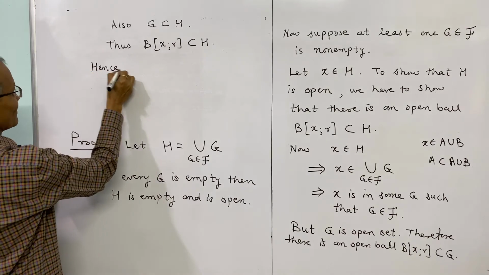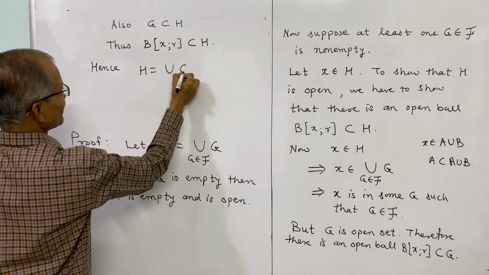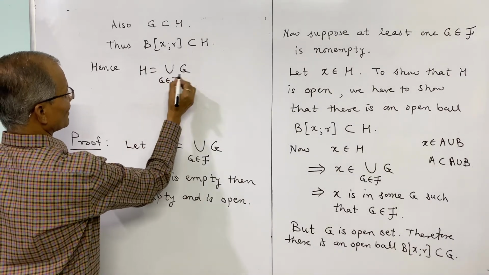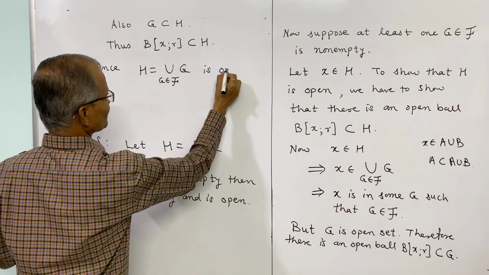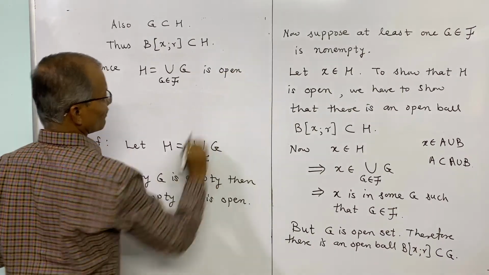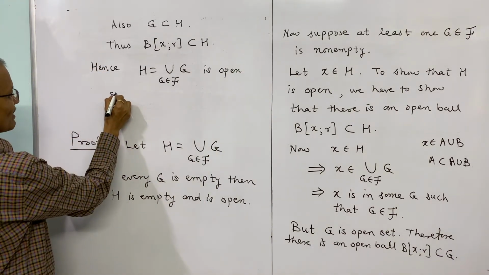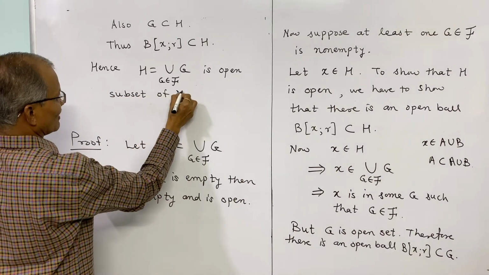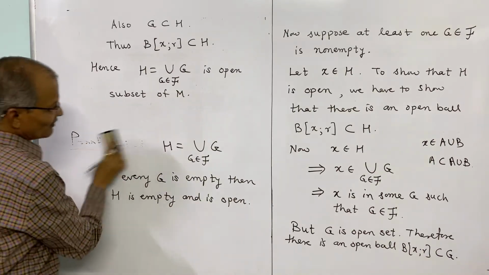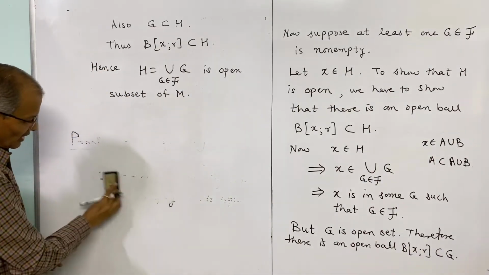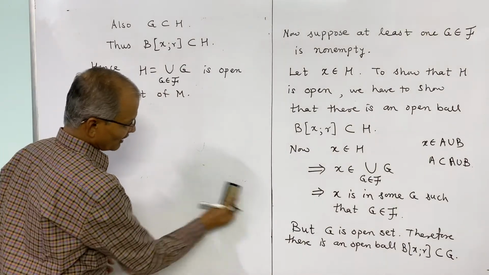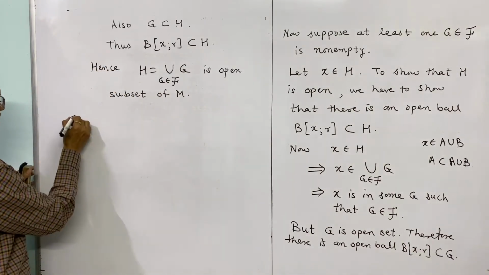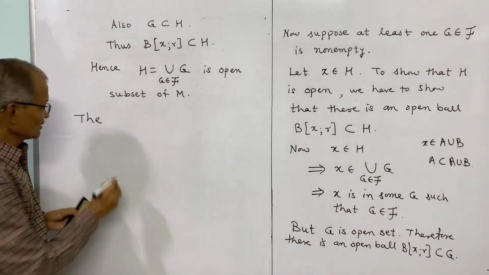Hence this H, which is the union of G belonging to F, is an open subset of M, or open set of M. And this proves that the union of any number of open sets is again an open set. Now the next result we shall consider as a consequence of this result, as theorem 3.